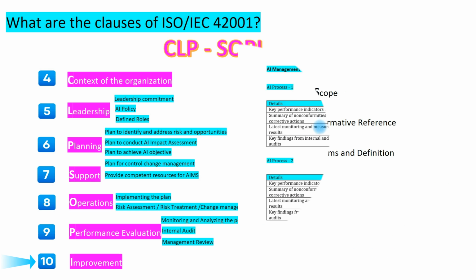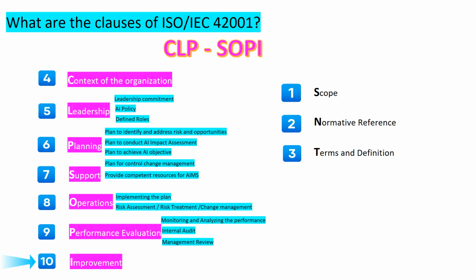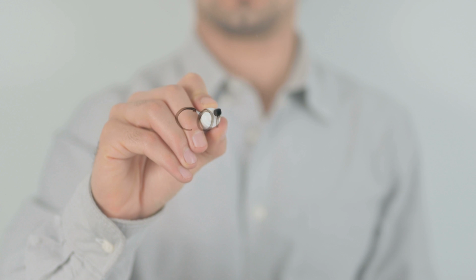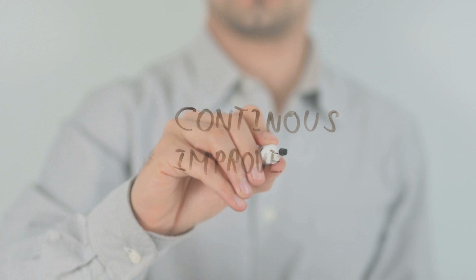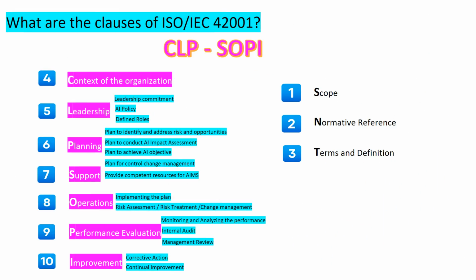And last is improvement. It focuses on continuous improvement. It says that the organization must identify the non-conformities and take corrective actions. It also requires to ensure that AIMS is continually improved by addressing the issues and ensuring continual effectiveness through regular reviews and updates. So what I request you is to remember the term CLP SOPI. This will help you while discussing the details about these requirements in our subsequent lectures.